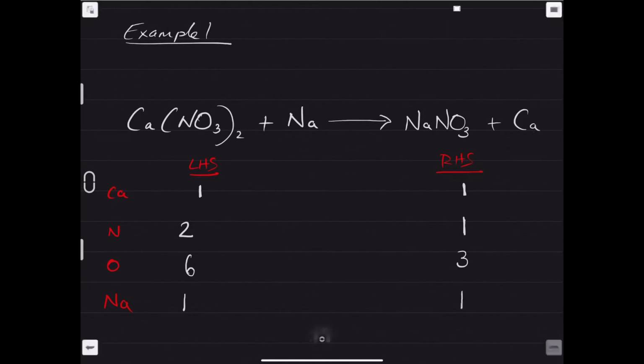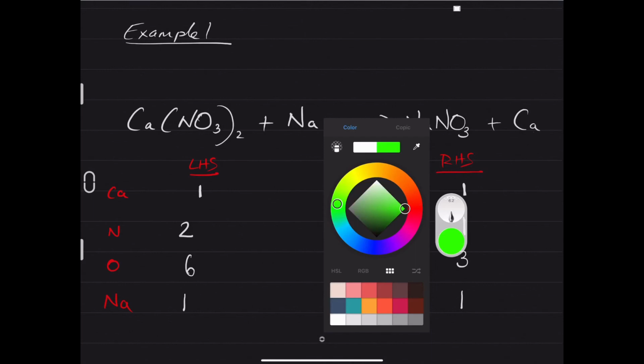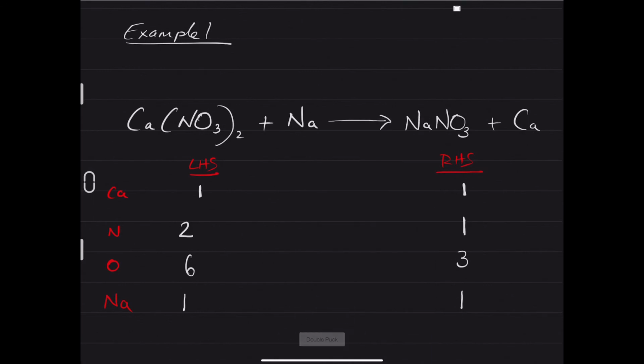So, from this, we can see that our calciums here are balanced. Our nitrogens are not balanced. Our oxygens are also not balanced. Our sodiums are balanced. So we have some work to do. We need to bring up our nitrogens and oxygens.